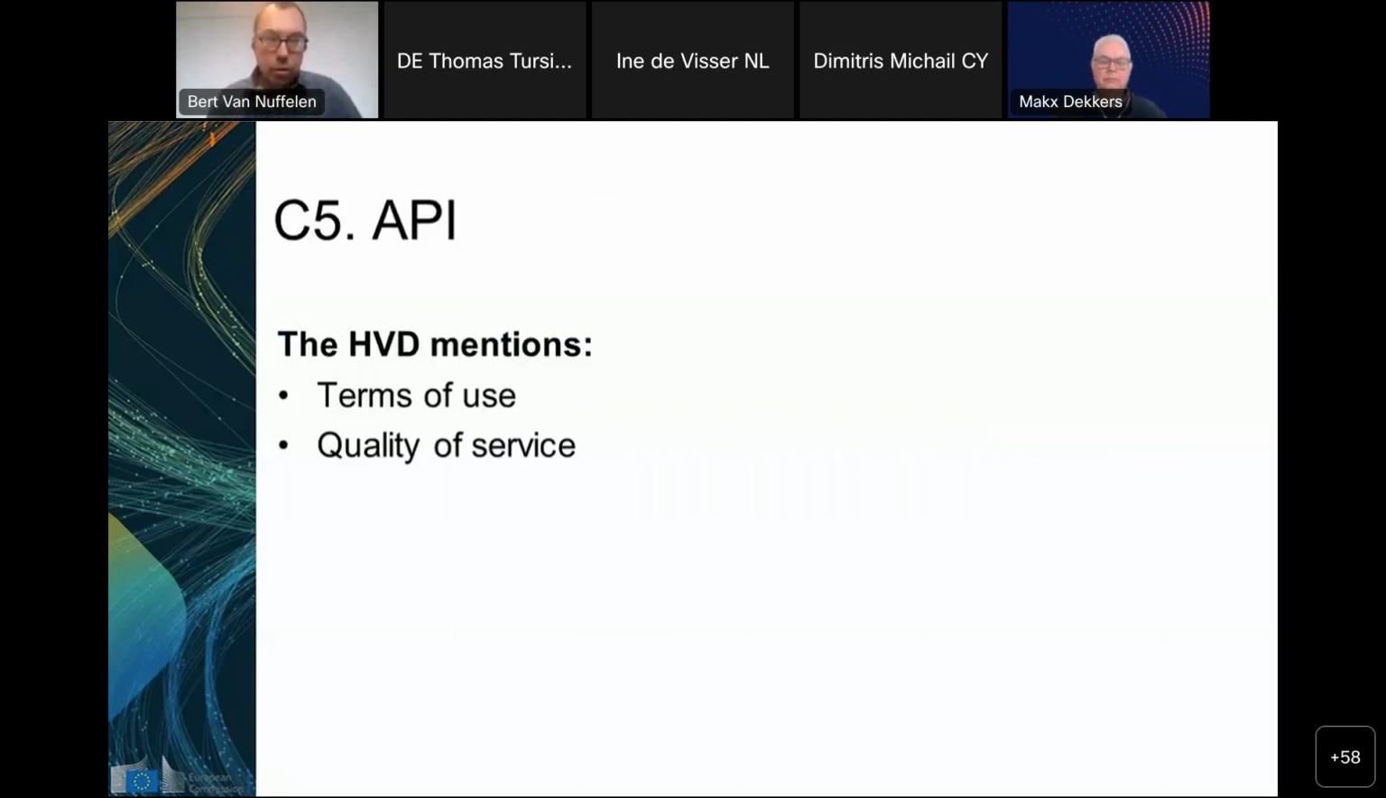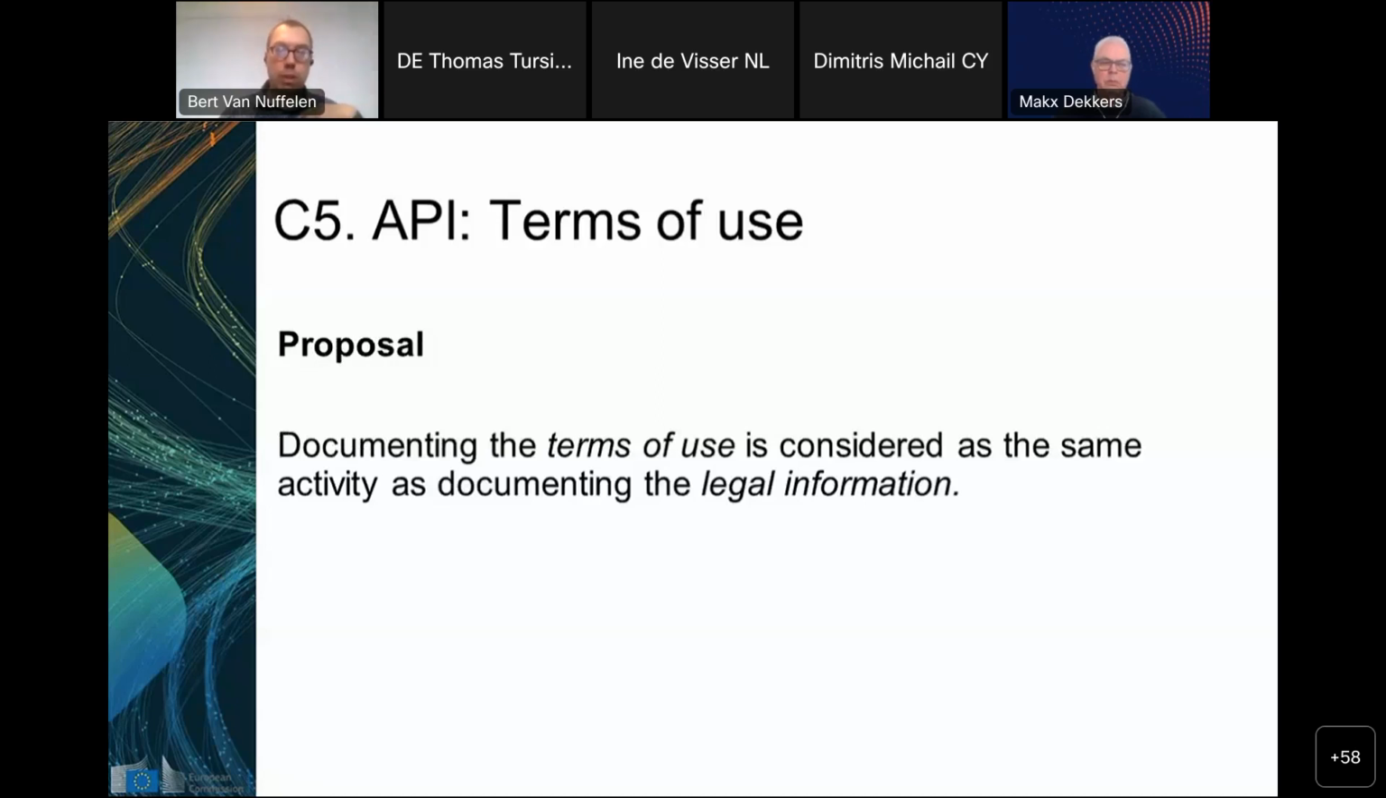There are in the reporting additional things mentioned in the implementing regulation on APIs: terms of use and quality of service, and we try to give an interpretation in DCAT-AP terminology of what this can mean. For terms of use, the proposal is to consider this the same as providing legal information. So if you provide good legal information according to the guidelines in C3, then you satisfy the requirement of providing terms of use information. If you want to add more information, that's fine, but at least this minimum.